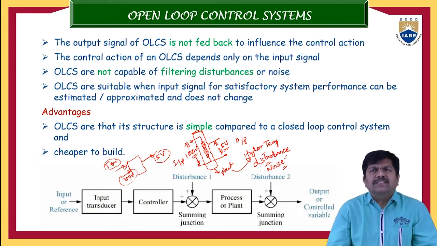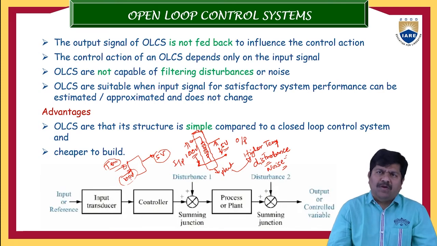So, what are the advantages of these open loop control systems? Their structure is very simple as compared to the other type, which is the closed loop control system, and it is very cheap to build. The construction has no more complexities.